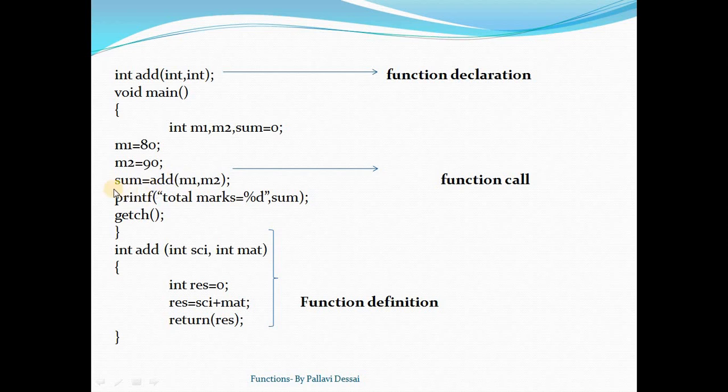So now what will be the new meaning? Sum is equal to 170. So printf total marks is equal to 170, getch and end of the program. Here where we have written the actual statements is known as the function definition. So this is how we are going to write a program by using functions. In this program I have used only one user defined function. You can use as many functions as you want, but for each function it is compulsory to have a function declaration, a function call and a function definition.